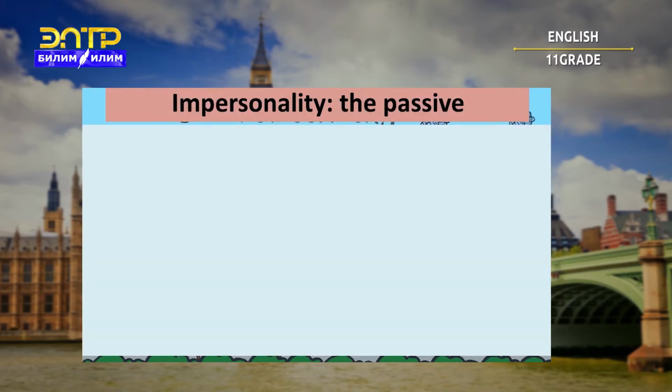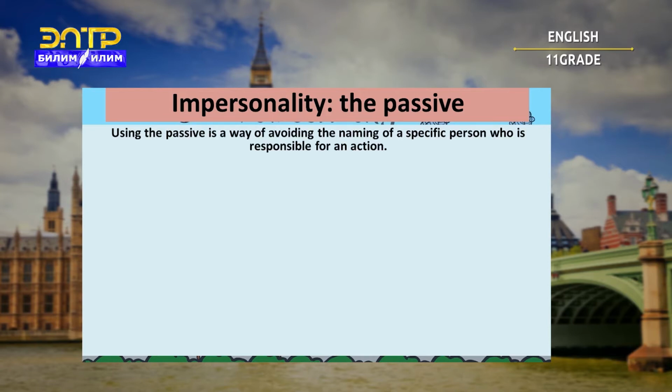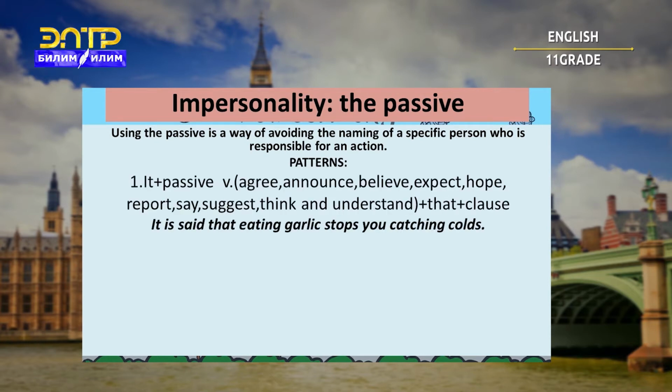Impersonality, the passive. Using the passive is a way of avoiding the naming of a specific person who is responsible for an action. Patterns. First, it plus passive. Verb agree, announce, believe, expect, hope, report, say, suggest, think and understand, plus that plus clause. For example, it is said that eating garlic stops you catching colds.